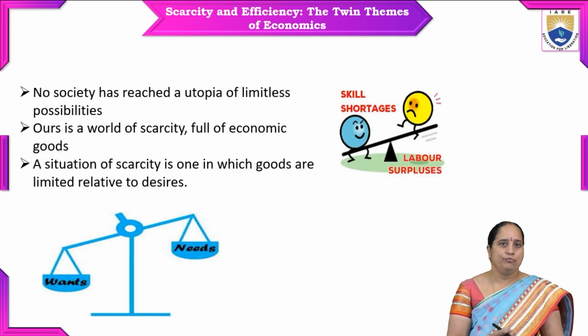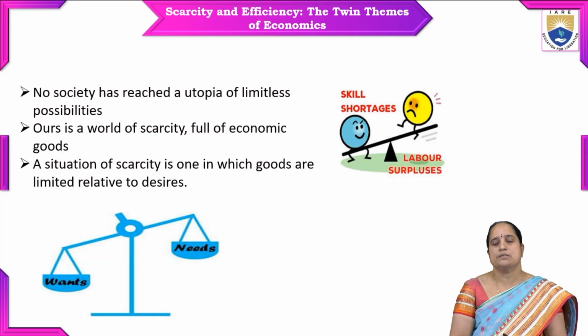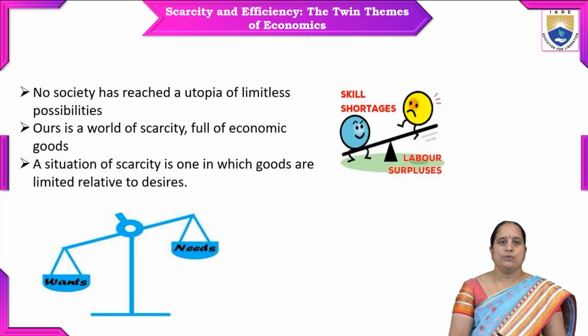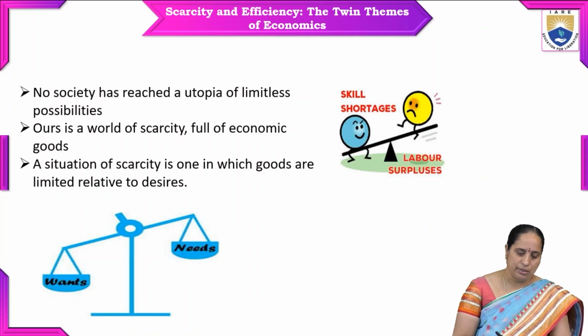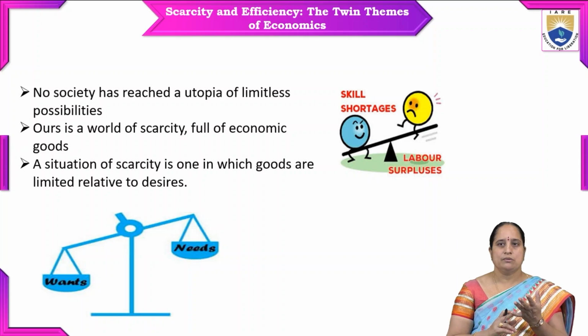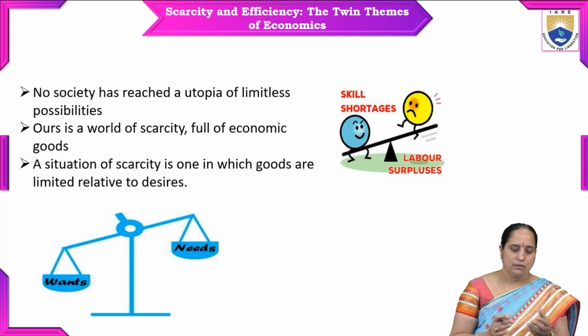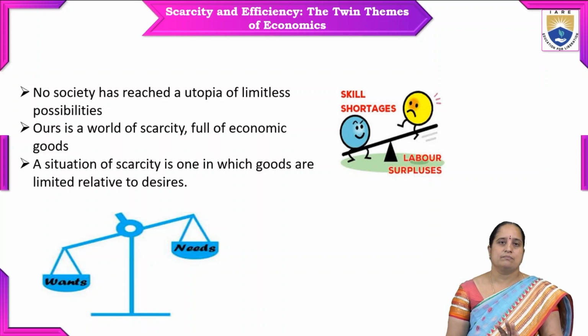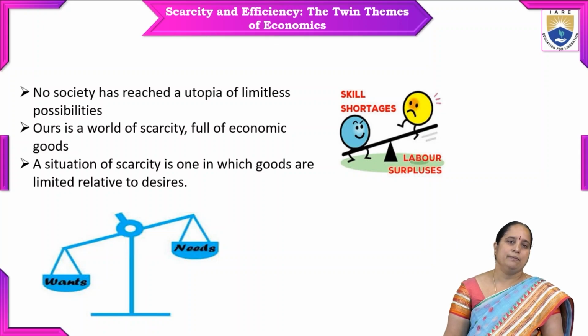Especially if you are talking about our world, it is a world of scarcity, full of economic goods. It is a situation of scarcity in which goods are limited relative to desires. That's why we are unable to balance economic imbalances. We can find, maybe, a skill shortage and labor surplus, right? And when you compare wants and needs, they are always in disequilibrium, an imbalance every time. This is the reality, right?